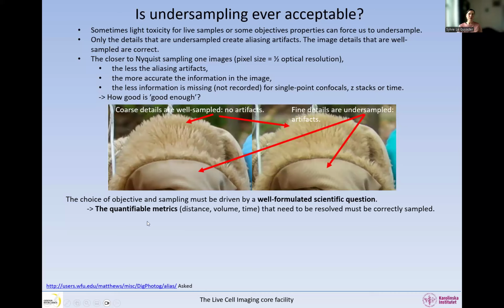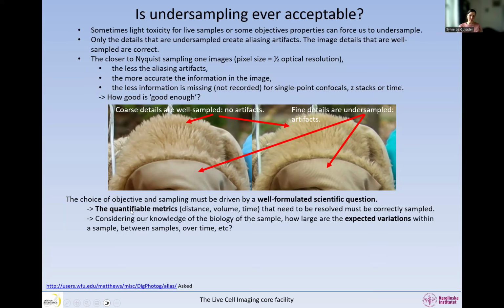You must define the quantifiable metrics, so distance, volume, time, intensity, that need to be resolved. So they must be resolved, sampled correctly. And the things that you don't care about, then it's okay to undersample. Okay, so you have to consider your knowledge of the biology of the sample and how large the expected variations are between the samples.